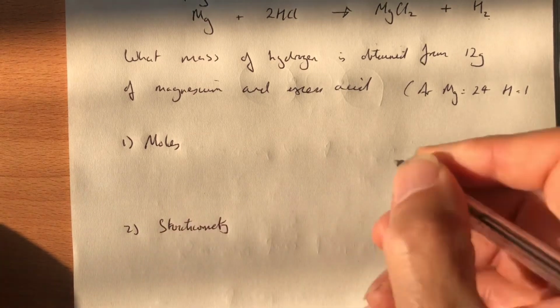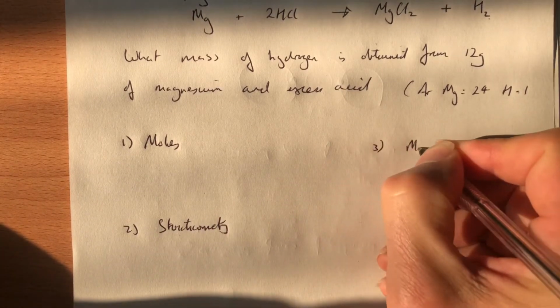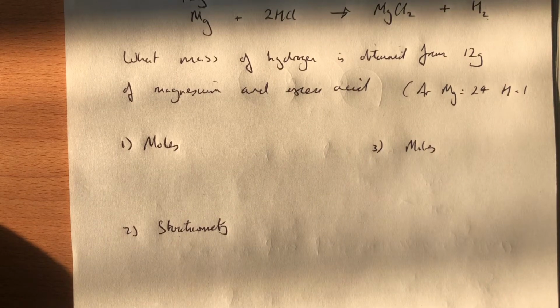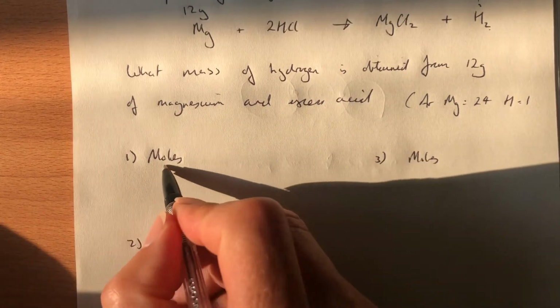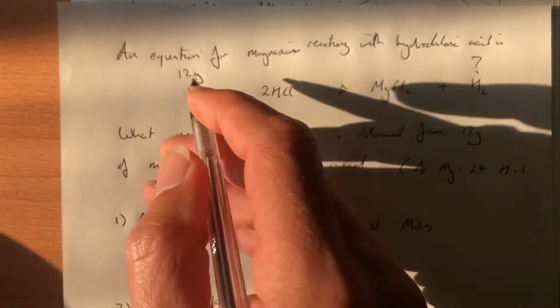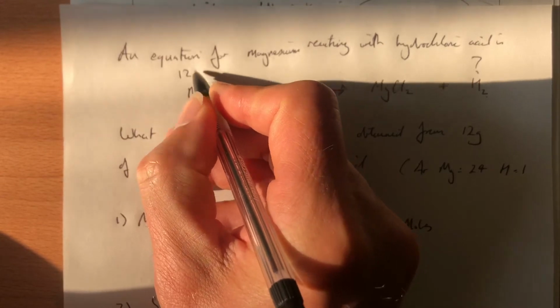I'll explain that in a moment. And the third stage is moles again. So moles, stoichiometry, moles for calculating quantities. Okay, so in the first stage, we have to calculate the moles of whatever we have written the mass of. We know this is a mass because it has a unit after it, grams.